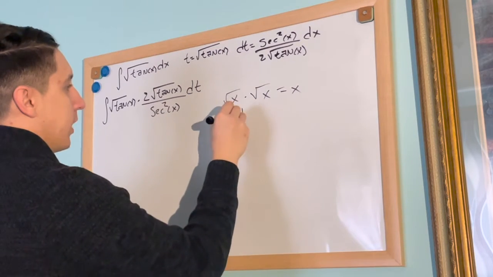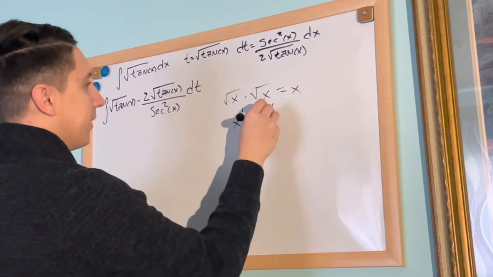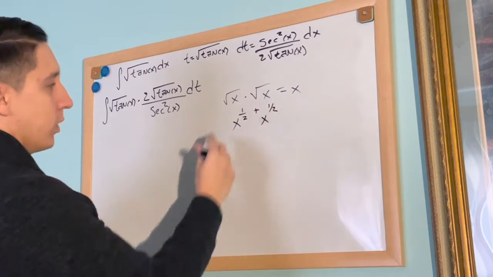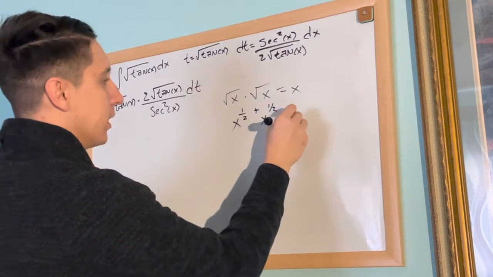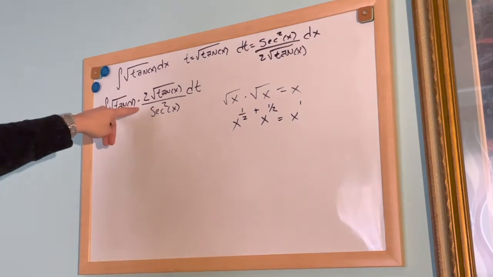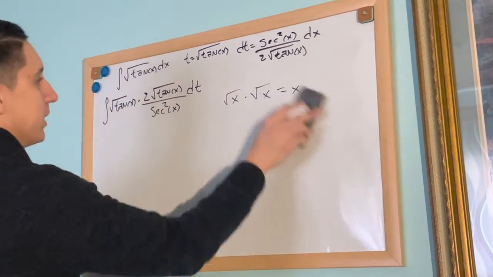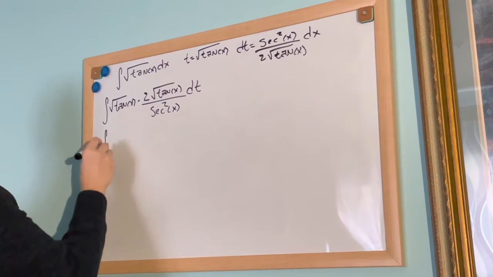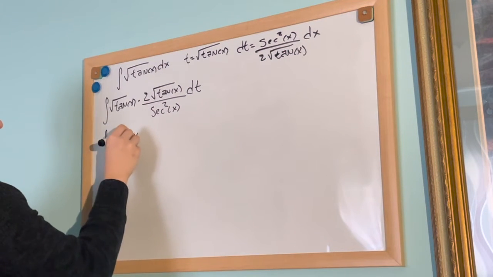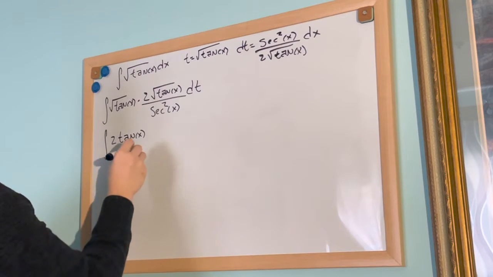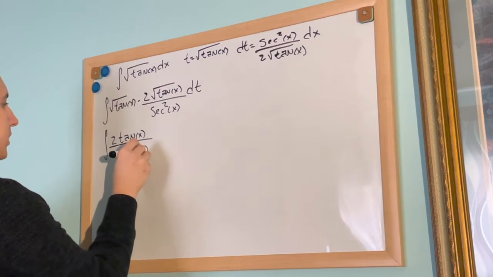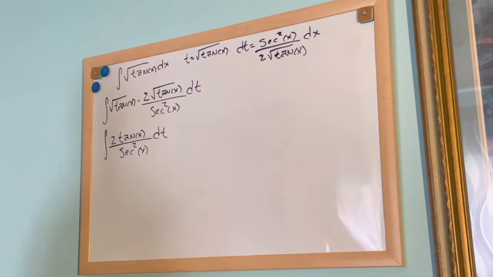And the reason why that is, if you have x to the 1/2 times x to the 1/2, then what you're basically doing is adding those two exponents, and 1/2 plus 1/2 is x to the 1. Well, that same principle applies to the square root of tangent of x. So we can basically turn this integral into 2 times the tangent of x. And we can actually also leave that secant squared of x dt right here.